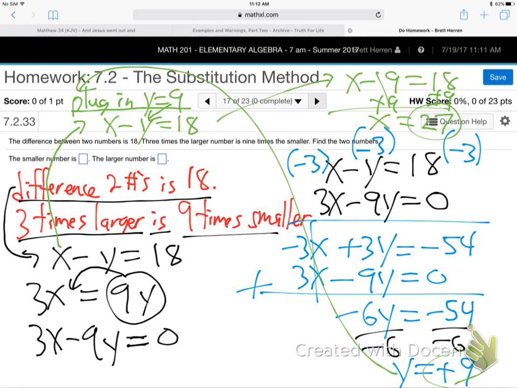Those two numbers, yeah, 3 times the larger, 3 times 27, is 9 times the smaller. I guess so. 81, yeah. The difference is 18. Subtract them, it's 18. So 27 and 9.